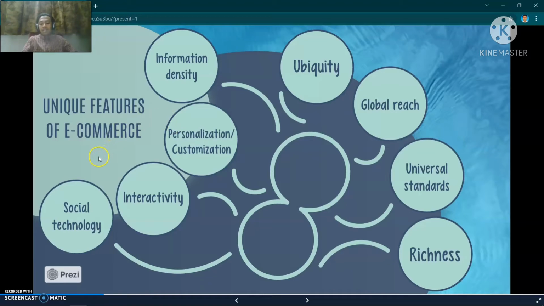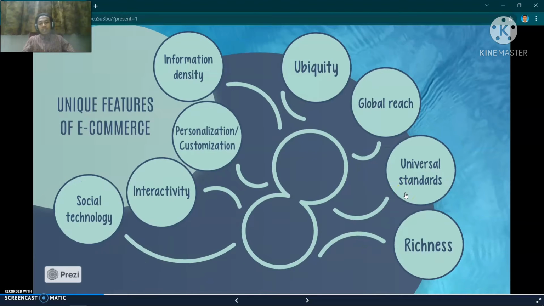And last but not least is social technology. Social technology here means e-commerce technologies that allow users to create and share content with a worldwide community. So the internet and e-commerce technology now have the potential to invert the standard media model by giving users the ability to program their own content consumption. So that is all for the 8 unique features of e-commerce.